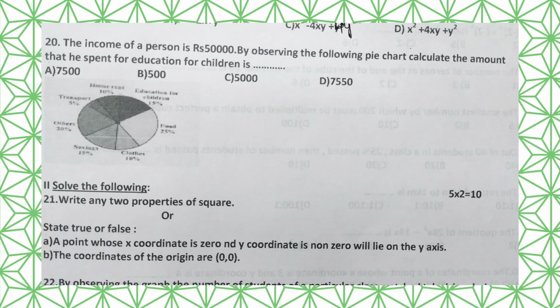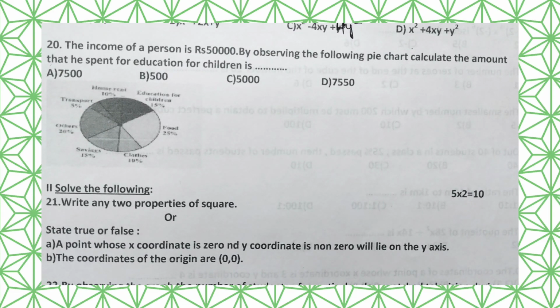That is the 21st question: write any two properties of square.